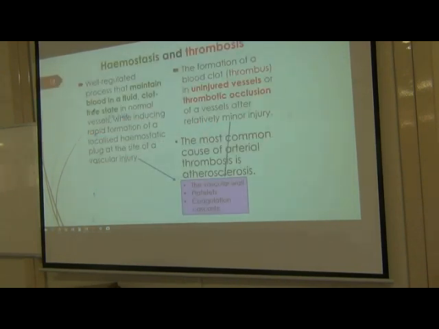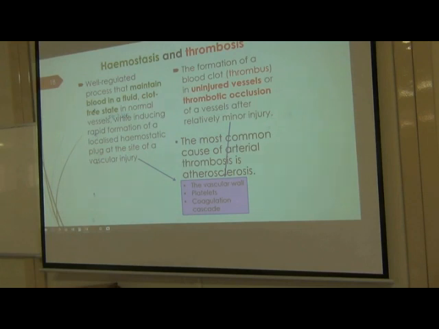Hemostasis is a process that ensures that blood continues to be in a fluid, clot-free state. We know blood flow is laminar. Blood flows through the vessels. And the body does not want to lose any of the blood that's going through it. First thing you need to start with is coagulation.